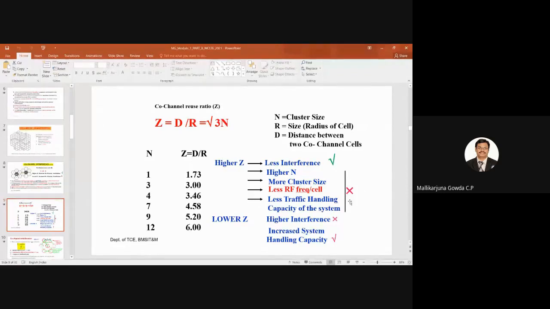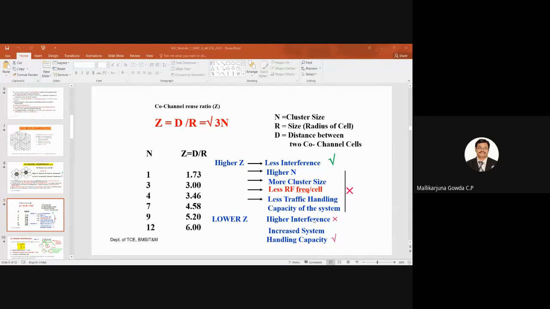So these things are not desirable. That is why I made it with a lower value of Z. When I can have a lower value of Z for a small value of N, when the value of Z is less, it leads to what? Higher co-channel interference, which is not desirable.